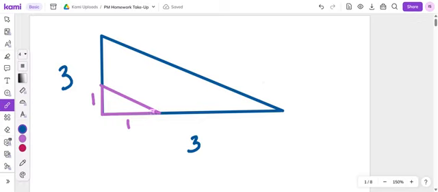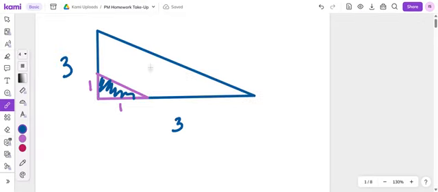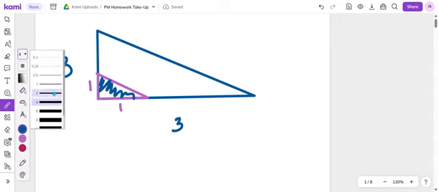Now, let's think about the area. How many of these purple triangles are going to fit here? Is it going to be 4 or is it going to be more? I wonder how many. Okay, you guys take a guess. Talk about it. What could it be?